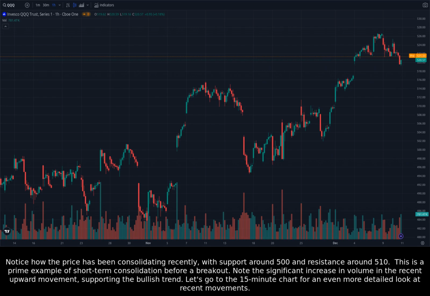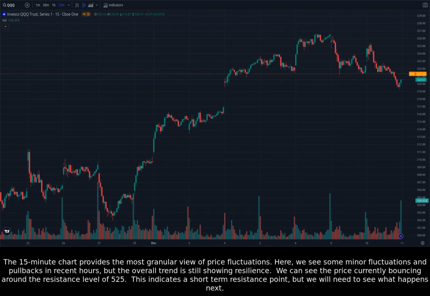Let's go to the 15-minute chart for an even more detailed look at recent movements. The 15-minute chart provides the most granular view of price fluctuations. Here, we see some minor fluctuations and pullbacks in recent hours, but the overall trend is still showing resilience. We can see the price currently bouncing around the resistance level of 525.